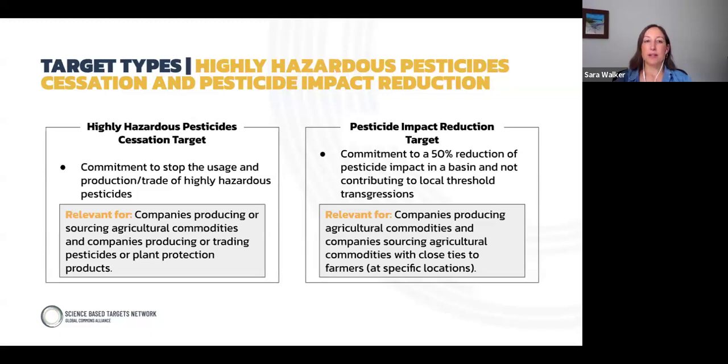The second target is the pesticide impact reduction target, which calls for a commitment to a 50% reduction of the pesticide impact on a basin level for pesticides that don't fall under that first target. And companies must also commit to not contributing to local threshold exceedances. As this target requires not only the identification of pesticides, but also the quantification of usage and impact, this target is really most relevant for direct operations where pesticides are used, and for companies that have a direct connection to their suppliers and farmers at sourcing locations.